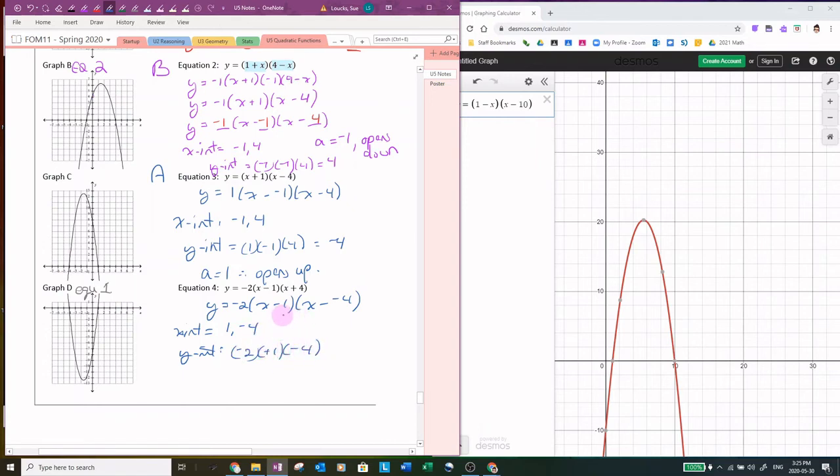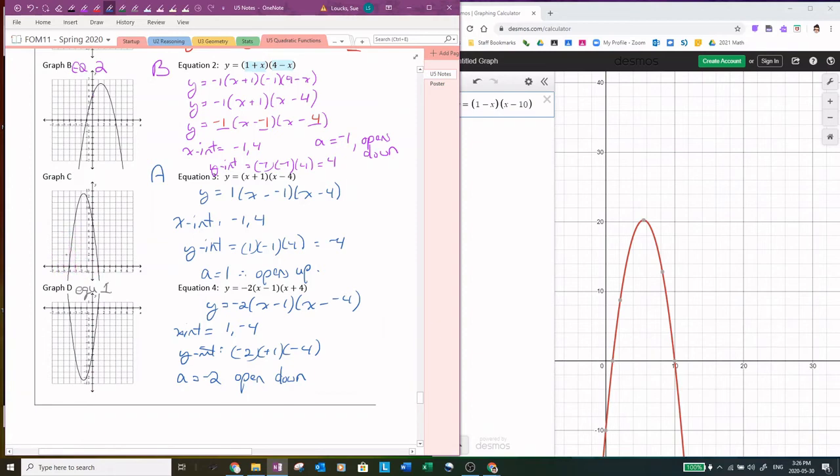I didn't do it in different colors this time. It really, really helps to have those things written in different colors. Isn't that funny? All right, and my a equals -2, so that's going to open down. All right, so graph C, x-intercepts of 1 and -4, a y-intercept.